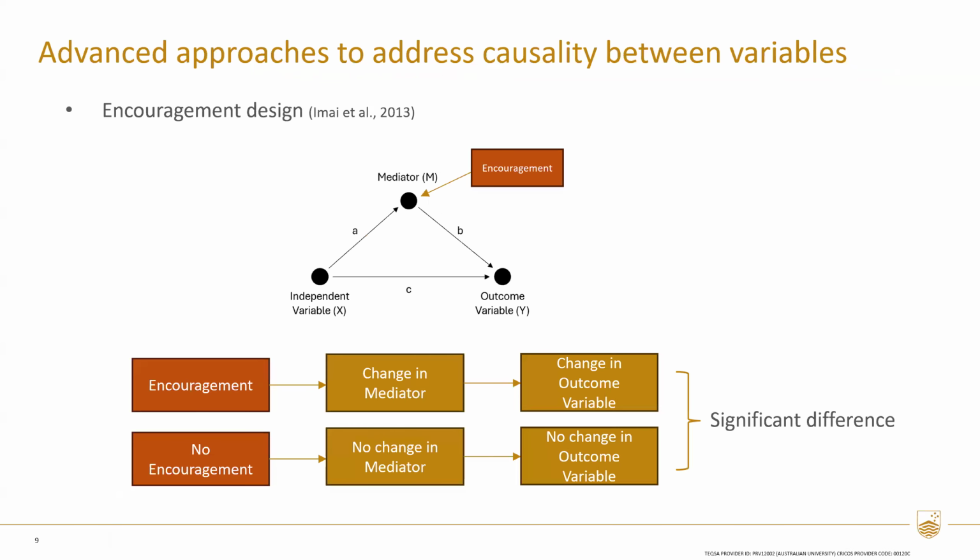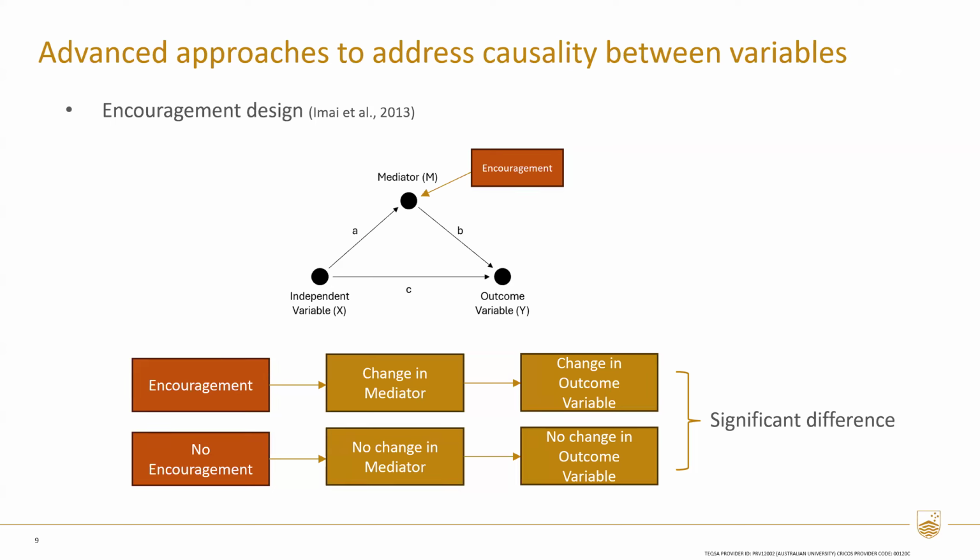So first, to address the challenge in assessing the causalities, especially the causalities between the mediators and the outcome variables, here we can use this encouragement design. The encouragement is an intervention that could indirectly influence the values of these mediators. When you use these designs, we need to assume that this encouragement has no direct effect on these outcome variables, and its effect is only via this mediator.